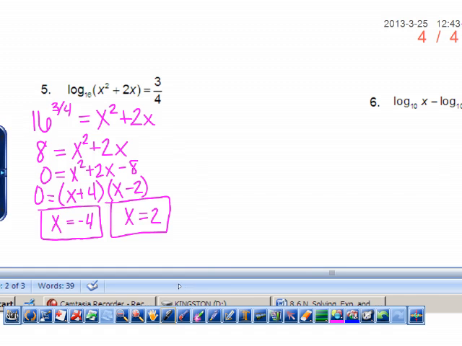Which equation are you plugging them back in? You have to plug in your solutions to the original argument. You have to go back to this x squared plus 2x, okay? Because these are both solutions to the equation that you solved, but you have to go back and make sure that they're part of your domain restrictions. Okay?